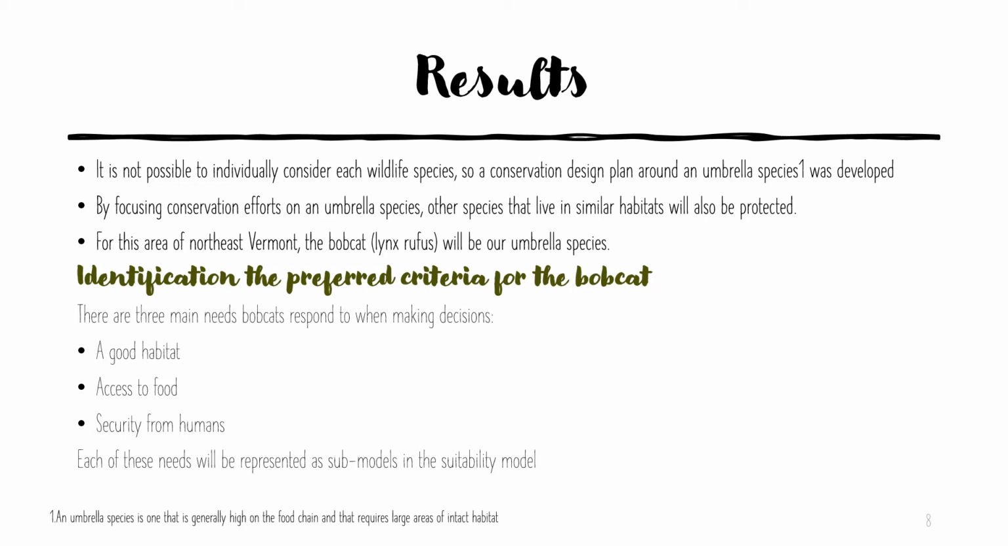3 are the main needs bobcats respond to when making a decision: a good habitat, access to food, and security from humans. Each of these needs will be represented as a submodel in our suitability model.